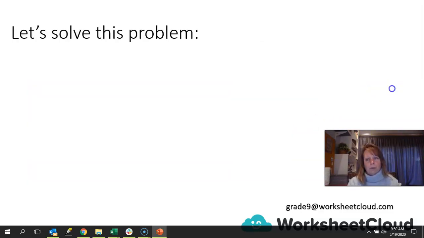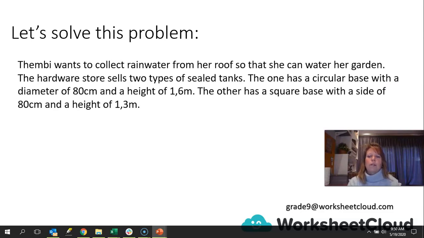Here's a problem to solve. Okay, Tembi wants to collect rainwater from her roof so that she can water her garden. Okay, not an unusual problem. A lot of people do this. But the hardware store sells 2 types of sealed tanks. The one has a circular base with a diameter of 80 centimeters and a height of 1,6 meters.